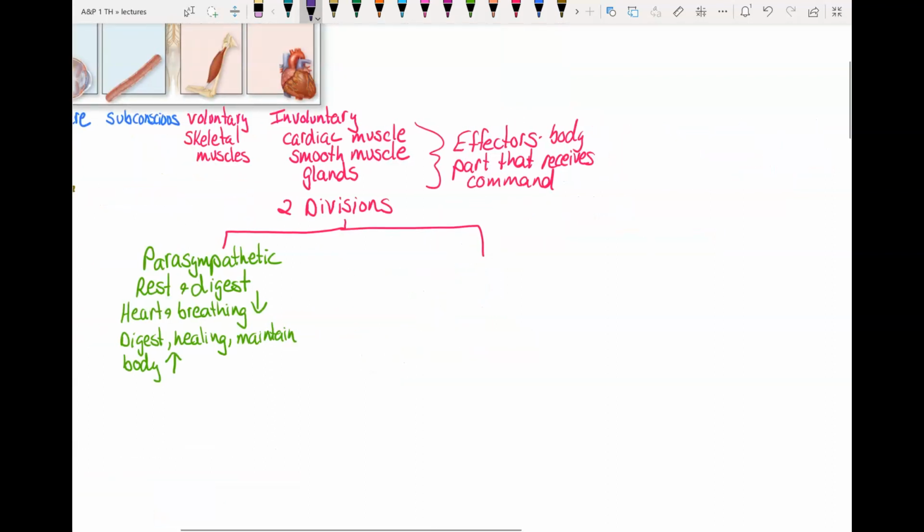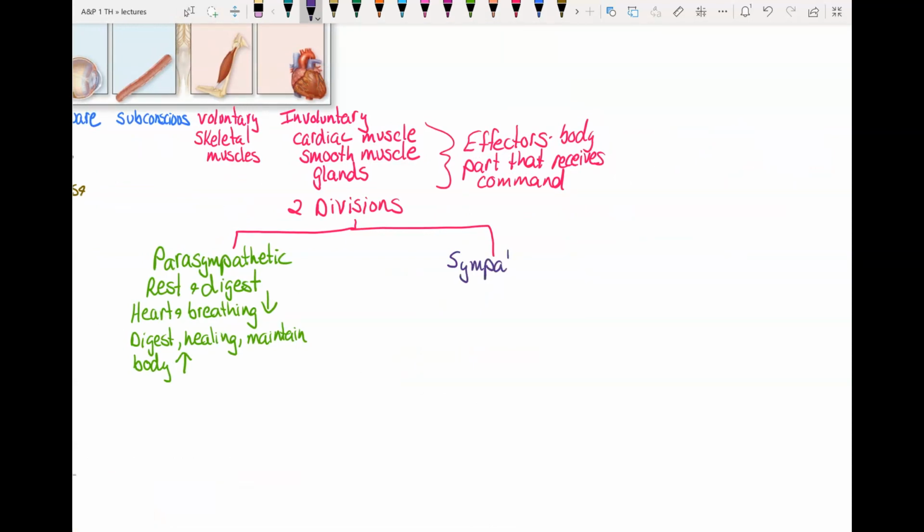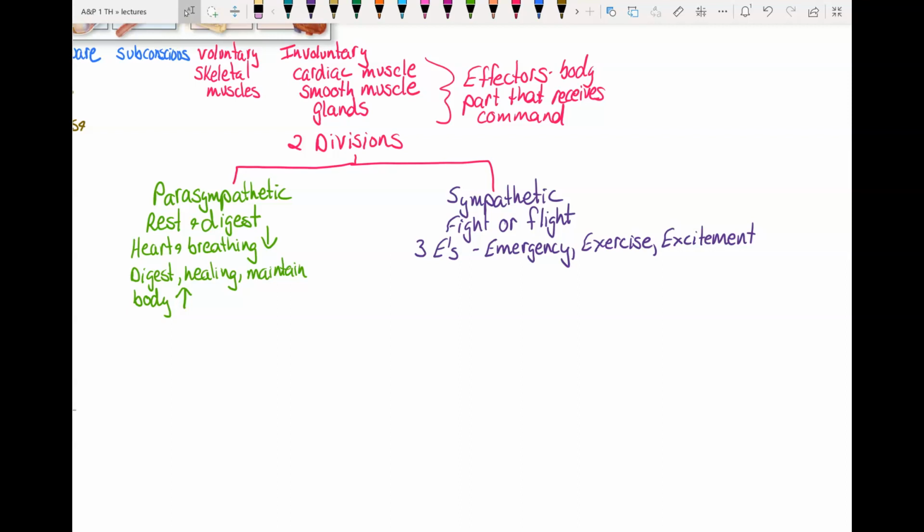Then at the other end, we have sympathetic. Sympathetic is your fight or flight. There's what's called the 3 E's of sympathetic. These are the 3 things that will cause you to be in sympathetic. That is emergency, exercise, and excitement. So anytime one of these 3 things is going on in your life, you're going to be in your sympathetic division. So this goes along with being active. So your heart and your breathing are going to increase.